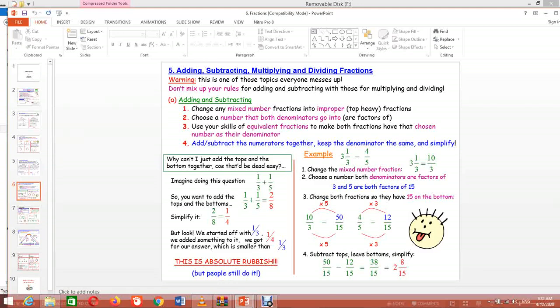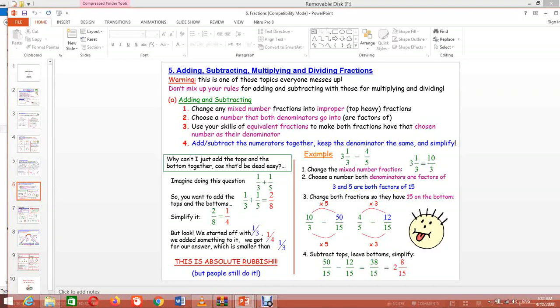We do the same thing to the fraction on the right. We multiply the bottom by 3, which is 5 times 3, giving us 15. Then we multiply the top, 4, by 3, giving us 12. So 4 over 5 is equal to 12 over 15. Then we subtract the tops, leaving the bottom, because the bottoms are both 15. So we leave the bottom and deal with the top.